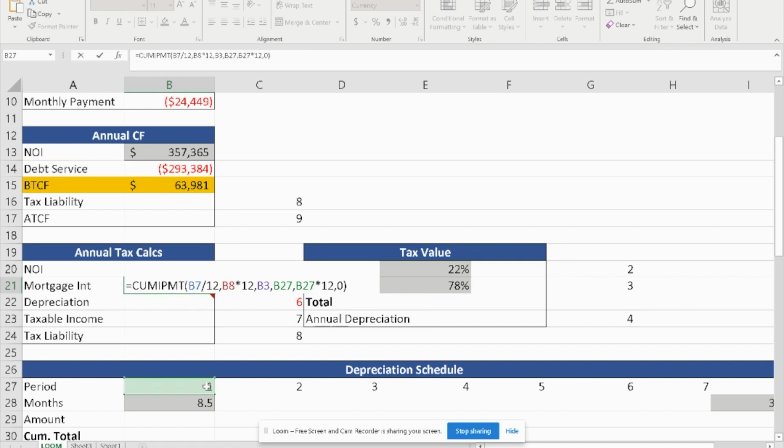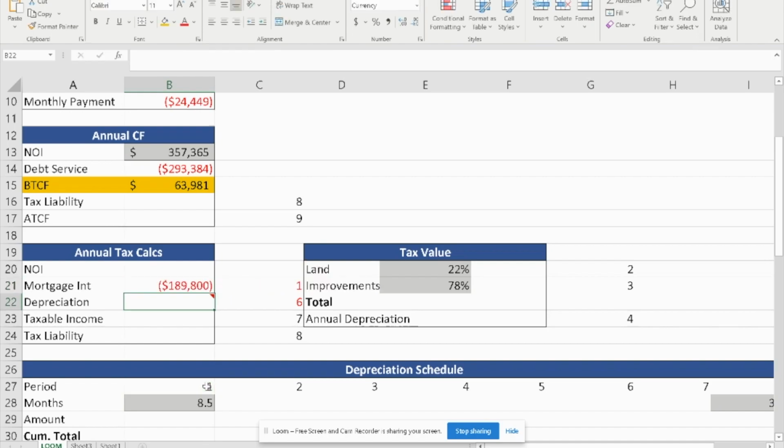So our mortgage interest payment should be $189,800. That is the cumulative mortgage interest that we will be paying for this project or property. The NOI, we're going to move the NOI down from up here, which was given to us, and that is $357,365.